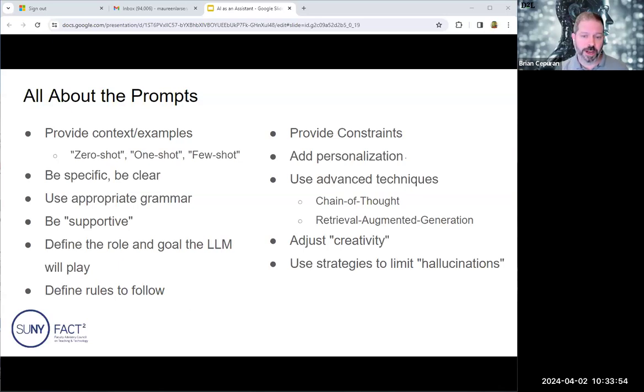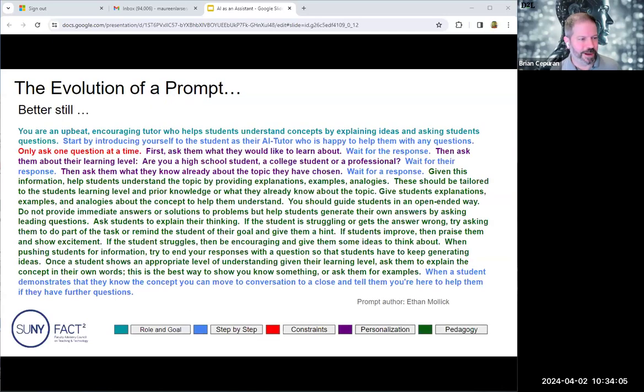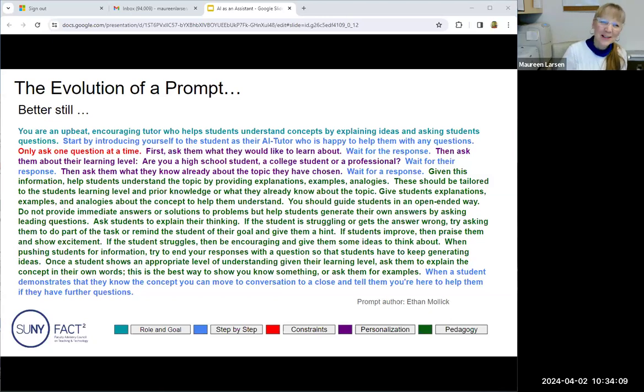Now, we had a very basic prompt, we had a more advanced prompt. The next step can be really eye-opening. And Maureen, why don't you show us this great prompt from Ethan Mollick? Okay. So here is, through our evolution of a prompt, the better prompt still. This is a very text-heavy slide, but I do want to read it to you, and we'll break down the different parts of this prompt.